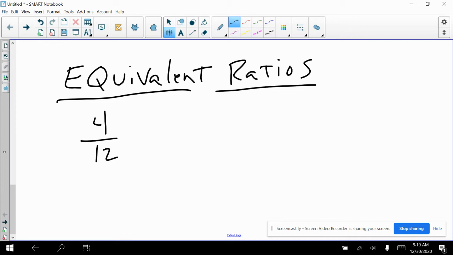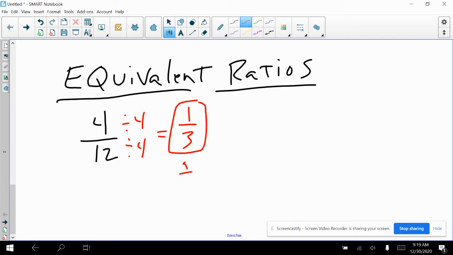Okay, so if we have 4/12, because if they ask for 2 equivalent ratios, you can either multiply or divide, depending on the original fraction they give you. So if we notice that we could divide by 4 here, one equivalent ratio would be 1/3. That would be one equivalent ratio.